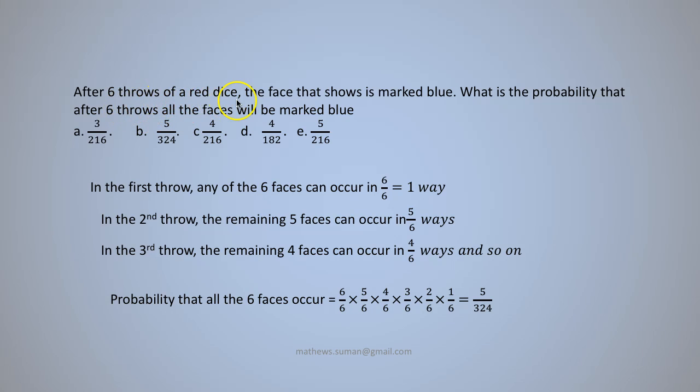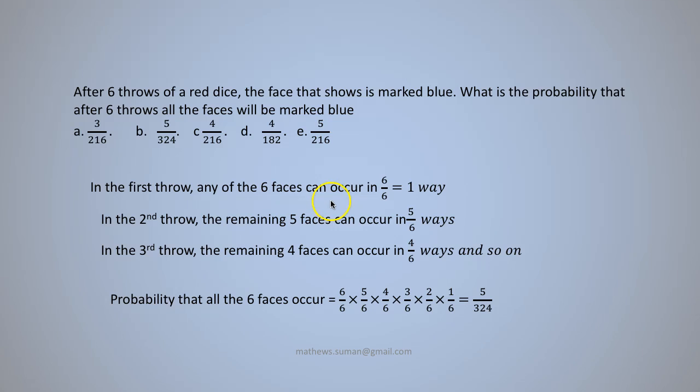After 6 throws of a red die, so we throw a red die 6 times, the face that shows is marked blue. What is the probability that after 6 throws all the faces will be marked blue? So let's understand the problem. We want each of the faces to show once in the 6 throws, so that by the end of 6 throws, all the faces will be marked blue.